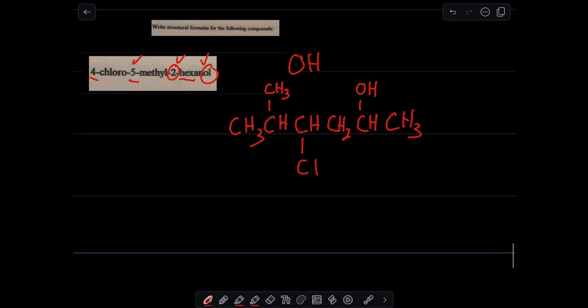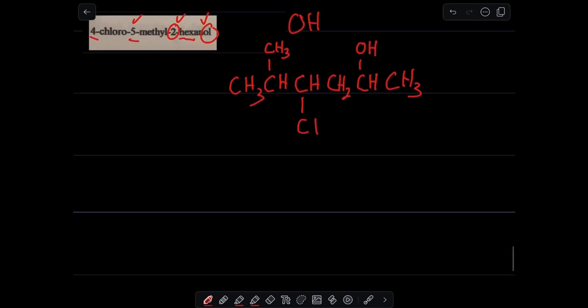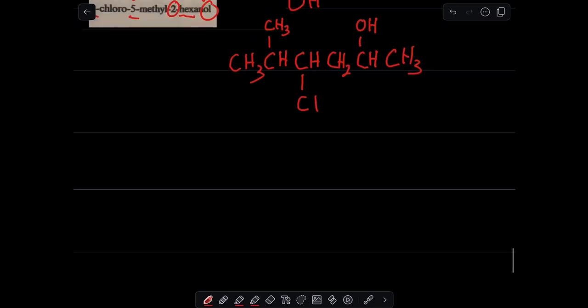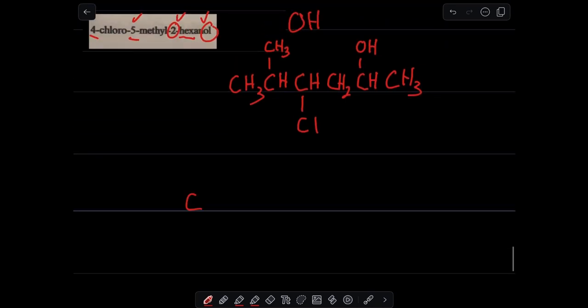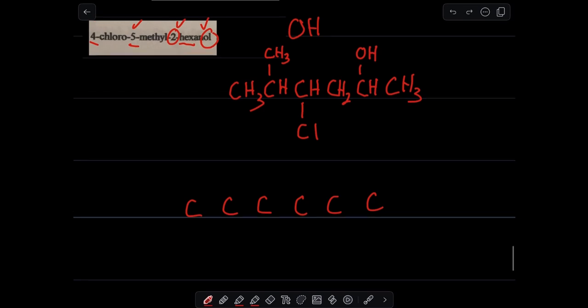You can also do this from left to right as well. So let's go ahead and just do that. So if we drew our carbons out like this, I can do this as my 1, this is 2, this is my 3, this is my 4, 5, and 6, and so forth. All right, so on the 2nd carbon, we'll have the OH. On the 4th carbon, we'll have the Cl. And on the 5th carbon, we'll have the methyl.